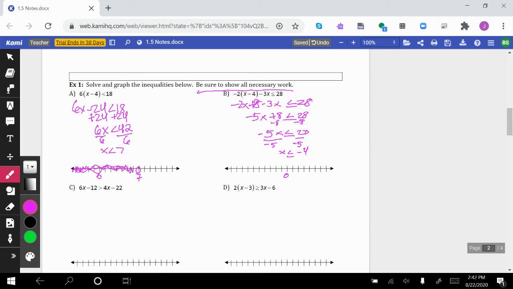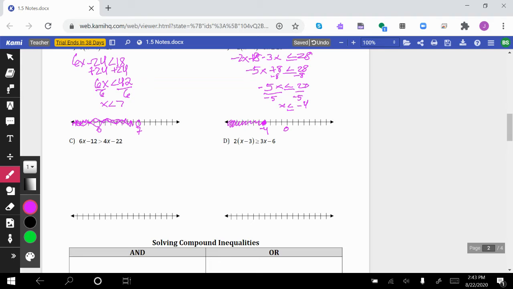Plot my 0. 1, 2, 3, -4. -4 gets a shaded circle because it's less than or equal to. And we're looking for values that are less than or equal to -4, so we're going to shade to the left. Okay? All right, go ahead and do C on your own.